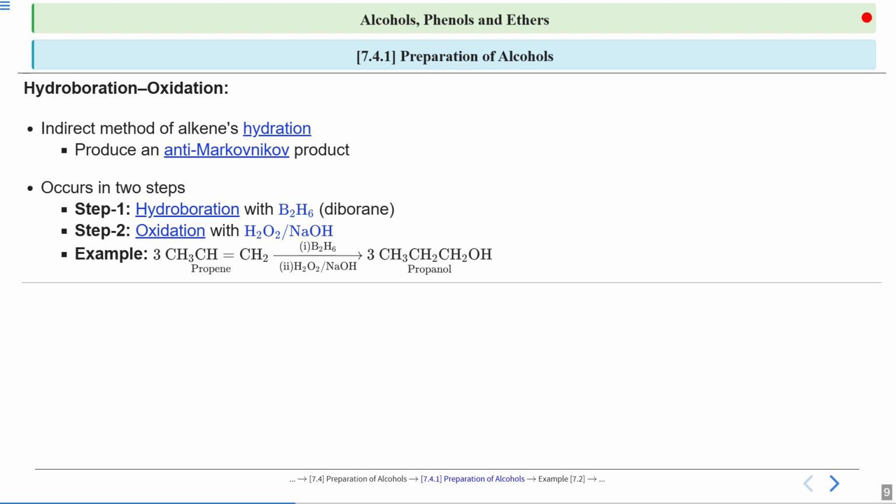If you see an example here for the hydroboration oxidation, we have taken 3 molecules of propene. When you react it with the diborane B2H6, that means you are doing the hydroboration of it, and after that you are doing the oxidation process with H2O2 in the presence of NaOH. The final product you are getting is an anti-Markovnikov product, and it is 3 molecules of propanol, CH3CH2CH2OH.